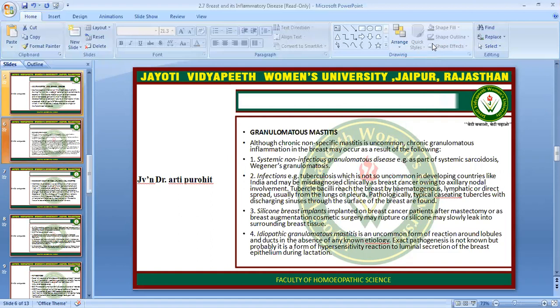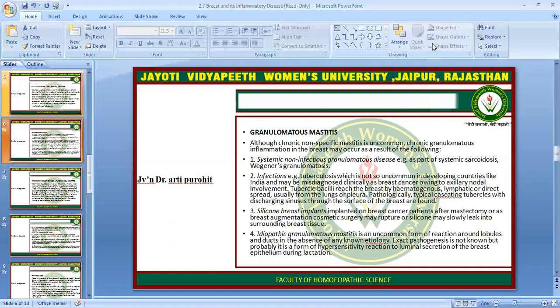Granulomatous mastitis. Although chronic non-specific mastitis is uncommon, chronic granulomatous inflammation in the breast may occur as a result of the following. First, systemic non-infectious granulomatous disease as part of systemic sarcoidosis, Wegener's granulomatosis. Second one is because of infection, that is tuberculosis, which is not so uncommon in developing countries like India and may be misdiagnosed clinically as breast cancer owing to axillary nodal involvement.